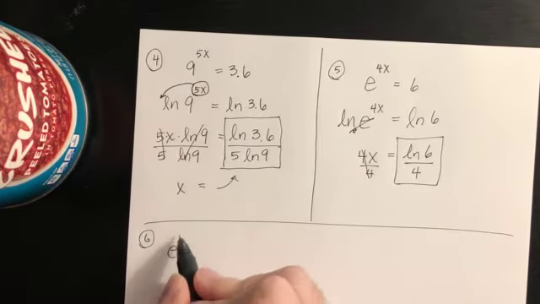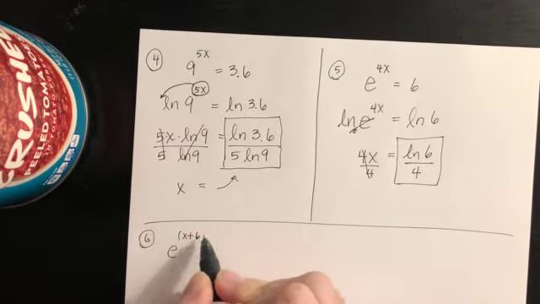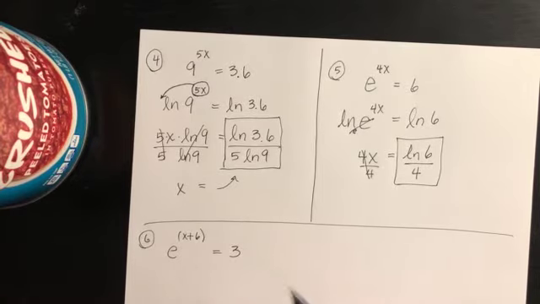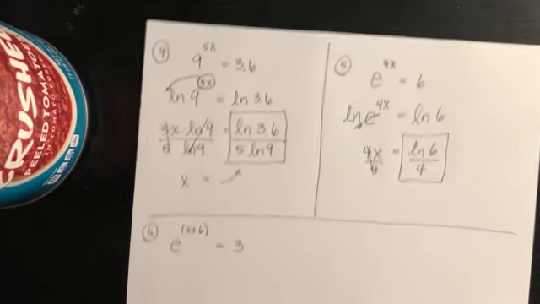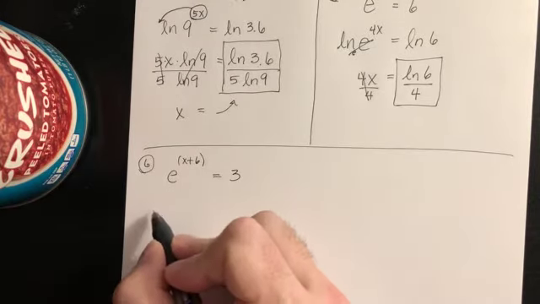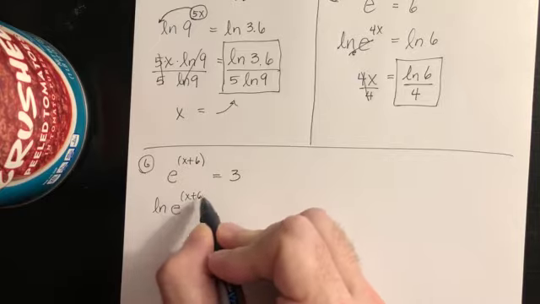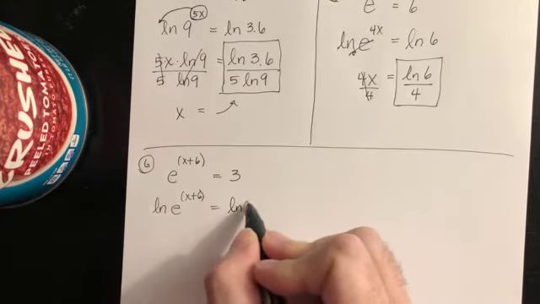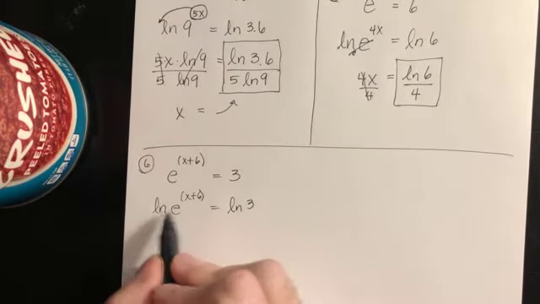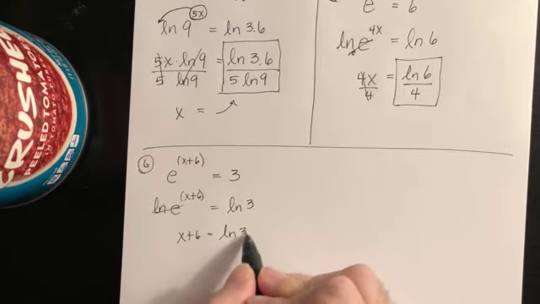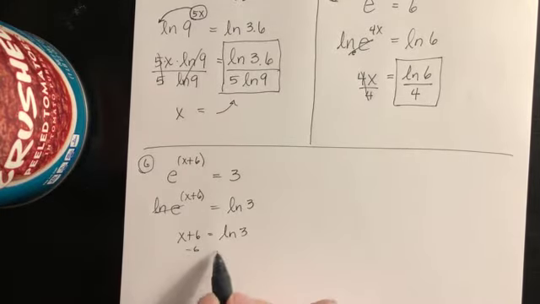All right, next we have e to the x plus 6, and they didn't put parentheses around here, but I'm going to because that can cause problems if you don't see it as a single thing in the exponent. So when we natural log both sides here, we get the same deal, natural log of e, so that's going to cancel, and then natural log of 3 over here. So x plus 6 equals natural log of 3. And then we subtract 6 from both sides.